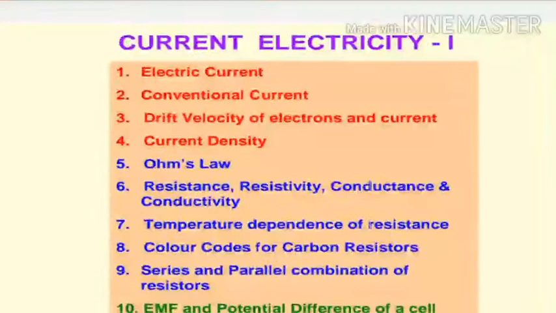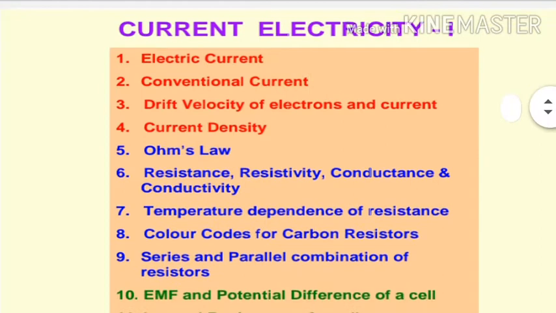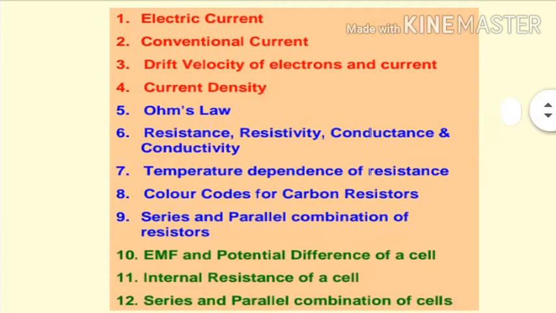Hello students, let us start our new chapter, the current electricity. Let us see the first part of the current electricity, in which we will discuss the electric current, conventional current, drift velocity of electrons and current density, Ohm's law, resistance, resistivity, conductance and conductivity.